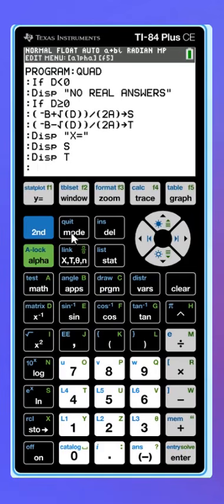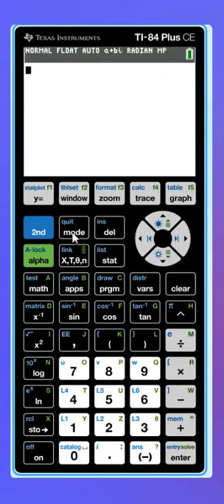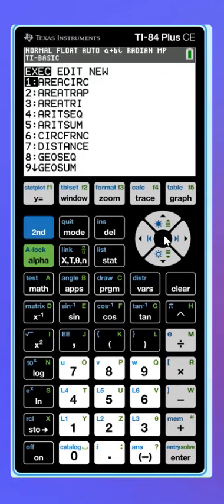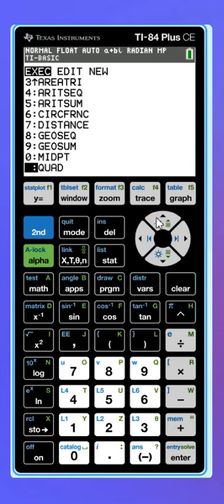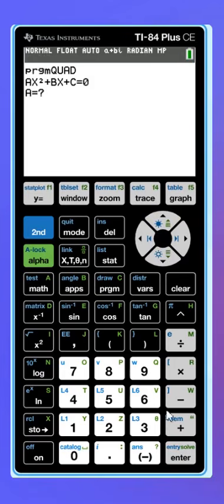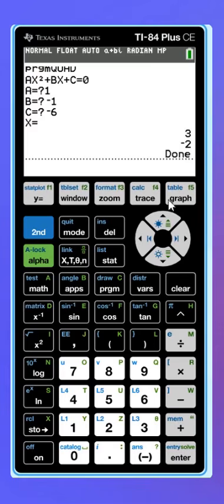All right, so now let's see if it works. So I have a test formula here. So I'm going to use x squared minus x minus 6. So my a is going to be 1, my b is -1, my c is -6, and I get 3 and -2. So that did it right.